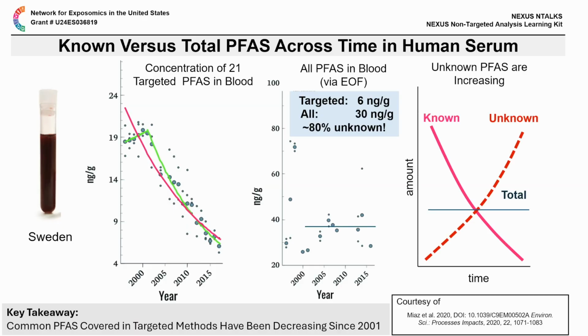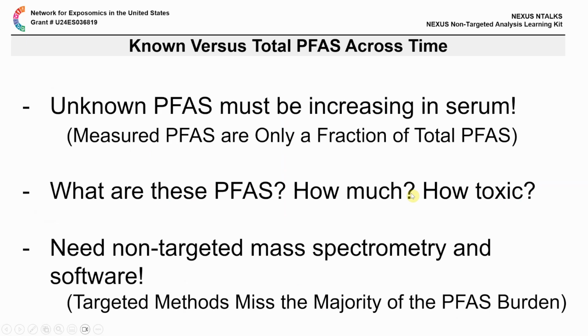So, what this shows is that the known PFAS are decreasing, the total PFAS are staying the same, which means the unknown PFAS are increasing. And so this is an important lead up to why non-targeted analysis is important. Unknown PFAS must be increasing in serum. Measured PFAS are only a fraction of total PFAS. We need to know what these PFAS are, how much, how toxic are they.